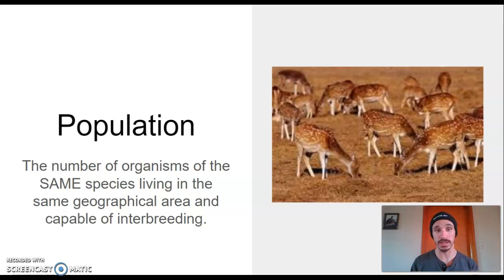So the number of organisms of the same species living in the same geographic area capable of interbreeding with each other. So for instance, you see that there are some deer on this screen. This deer population would be a great representation of this. Or you could just think about Gettysburg, right? The humans that live in Gettysburg are the Gettysburg population because we're of the same species inhabiting the same geographic area.